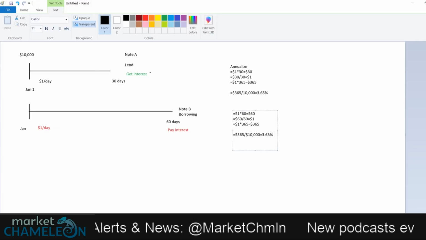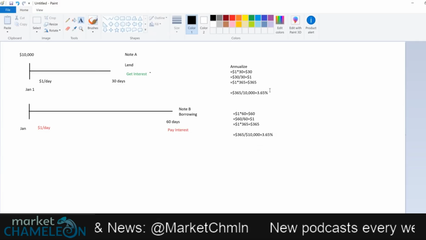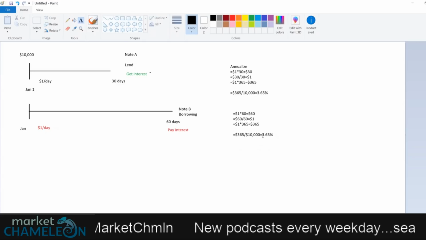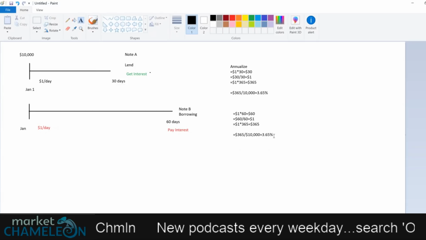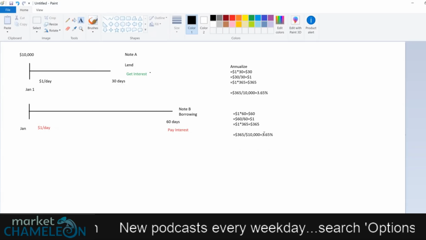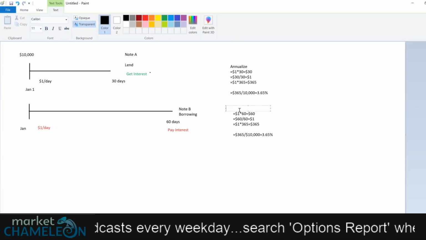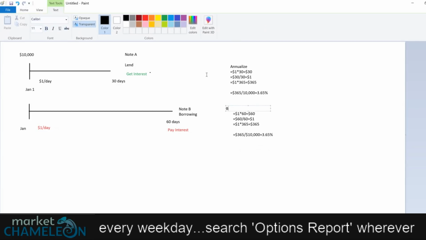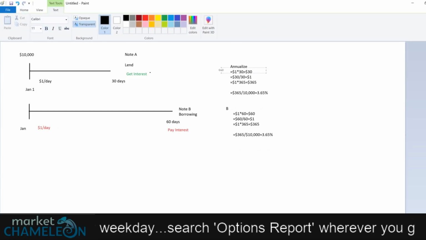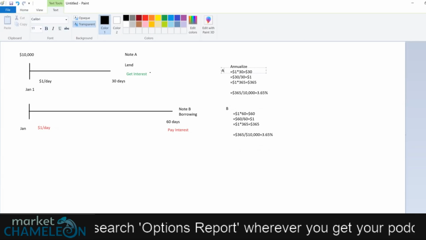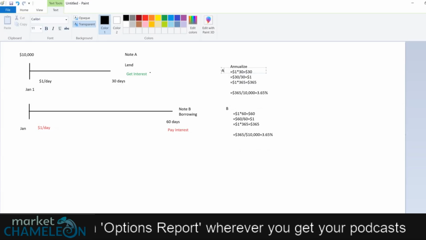So here you can see the annualized rate is 3.65%. It's a break-even. I'm going to borrow at 3.65% on Note B, and then lend at 3.65% to Note A. So I'm just breaking even on this carry trade.